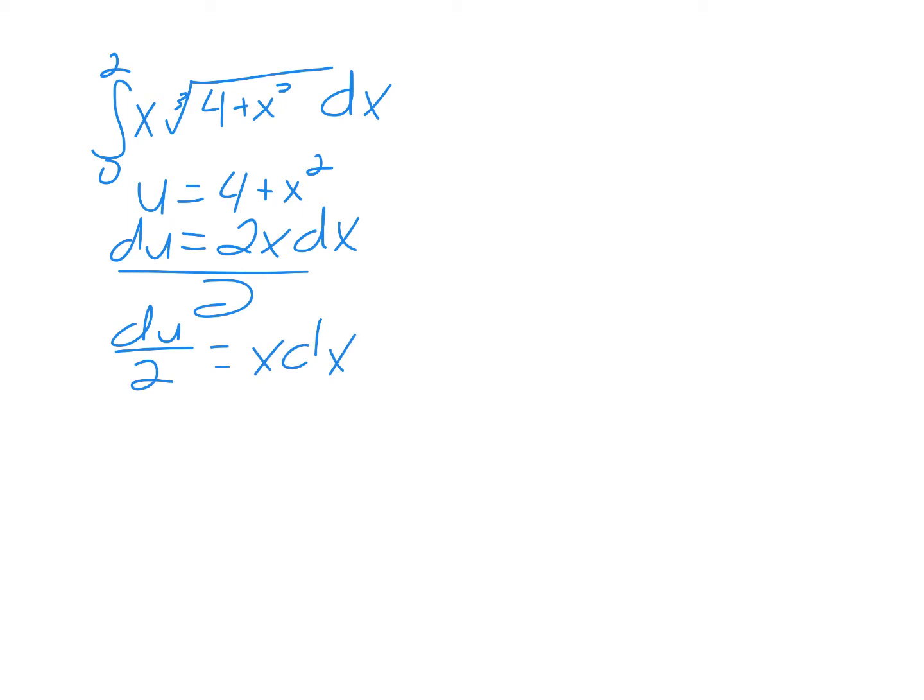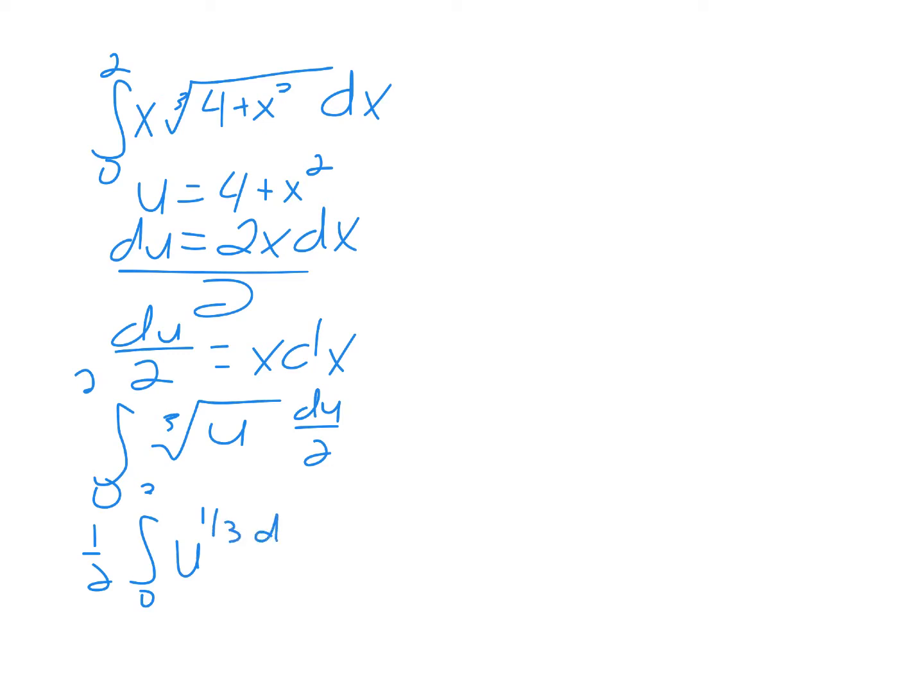So once again, substitute the same thing. 0 to 2 of the third root of u times du over 2. I can move that 1/2 up front. And remember that the third root is like saying 1/3 power. So, I don't need it divided by 2 because I already took care of that. So, let's integrate. That's going to get us u to the 4/3 over 4 over 3 times 1/2.